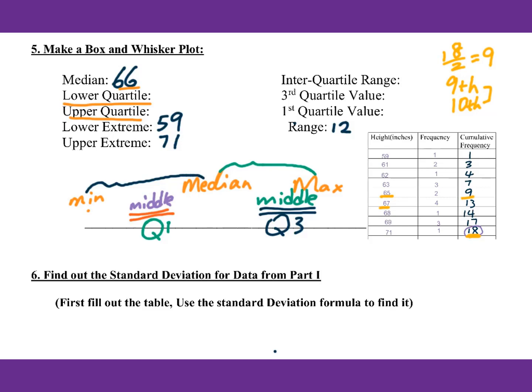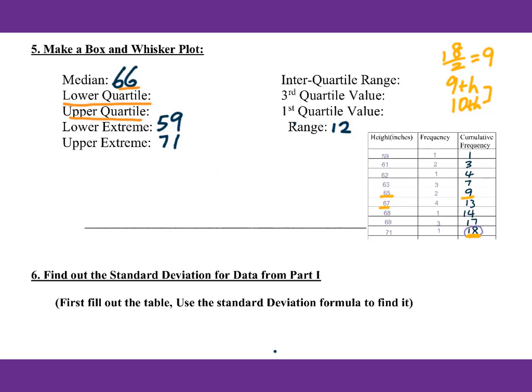So after we figure out the median, we need to find the middle number between the minimum and the median. That's the lower quartile. Then we need to figure out the middle number between the median and the maximum. That's the third quartile or upper quartile. Therefore, altogether we have 18 data. We go from 1 and keep going to the 18th data. What's the middle number? That's the median. It will be the 9th and 10th. So we have 9 data here, 9 data here.